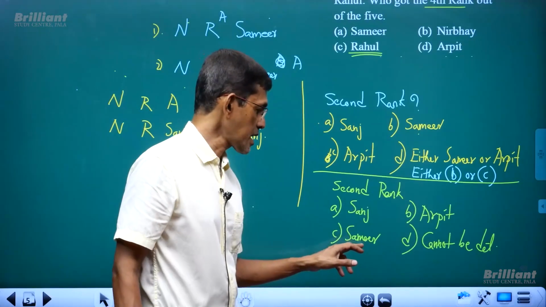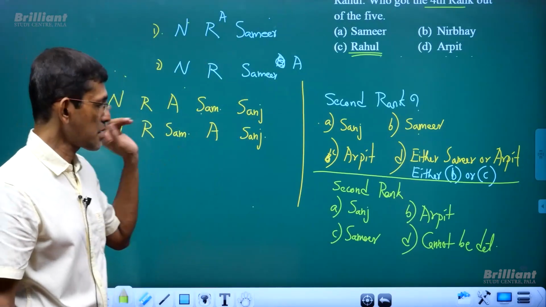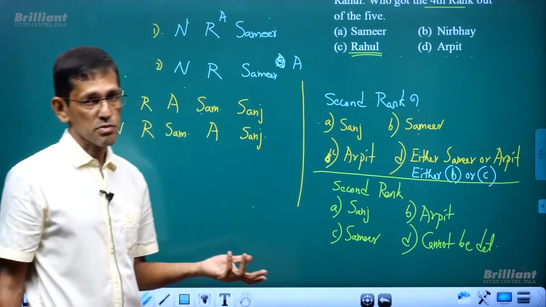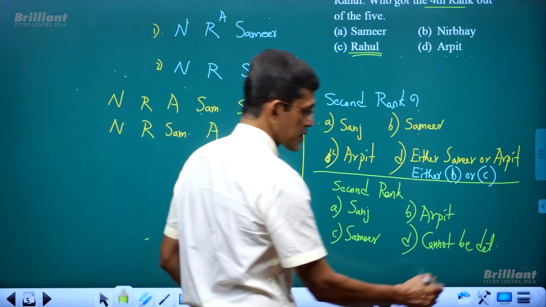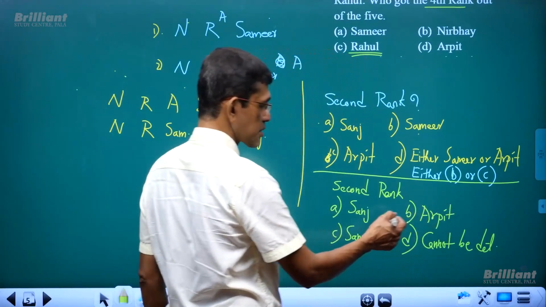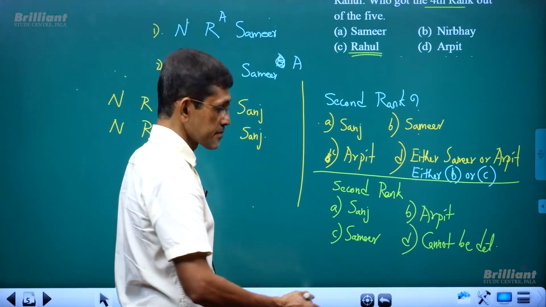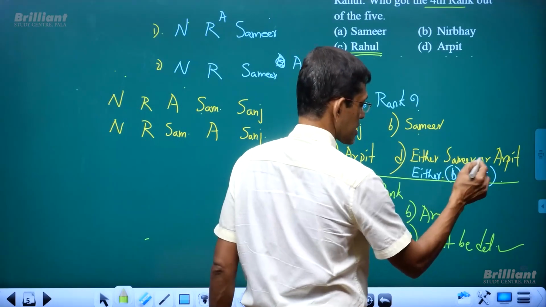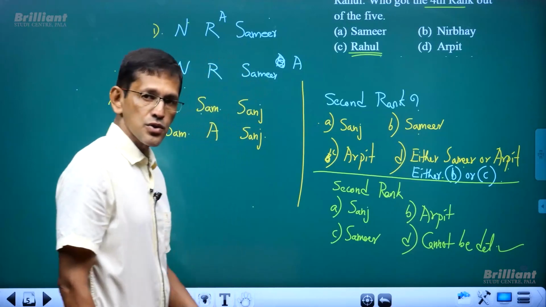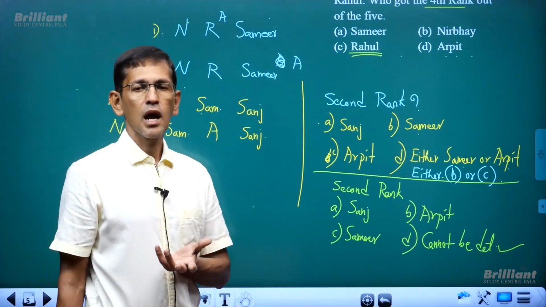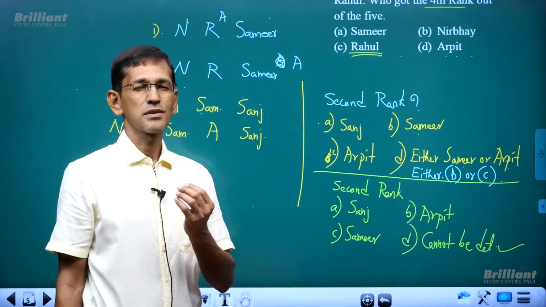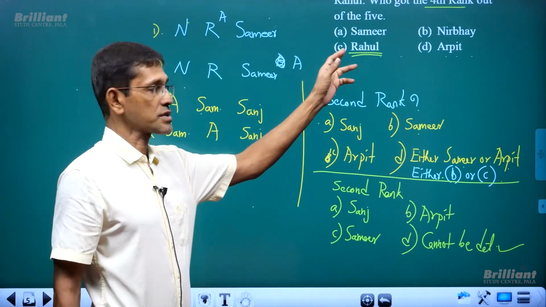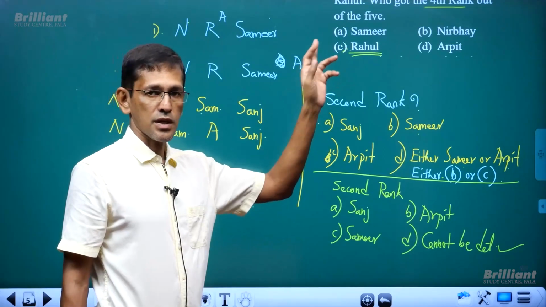Because Samir can be an answer. Second rank, Samir can be a possibility. And if Samir is a possibility, then Arpit is a possibility as well. So we cannot say which one is the exact answer. So which is the best answer here? Cannot be determined. So in this case, either B or C, or either Samir or Arpit. So those are the ways sometimes you may expect questions if the exam is a bit challenging. If it is easy, you can expect the questions the way it is asked here.